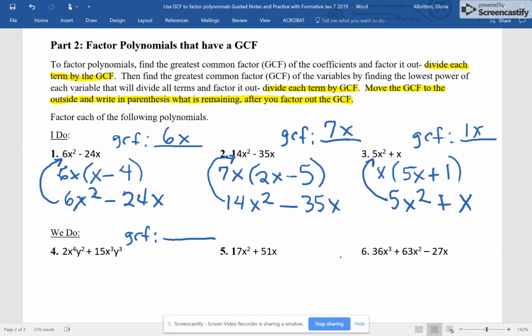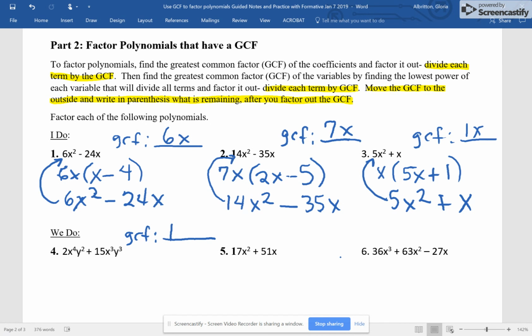So 2x to the 4th y squared plus 15x cubed y cubed. When I look at the numbers 2 and 15, they don't have anything in common. But of course, 1 can be placed there because every number has 1 as a factor. So if you don't see anything, obviously, then it's going to be 1.